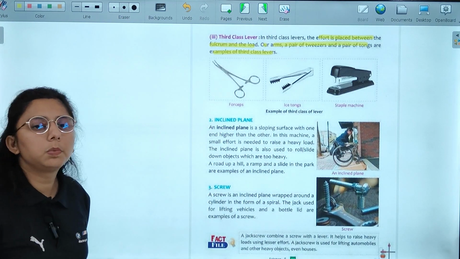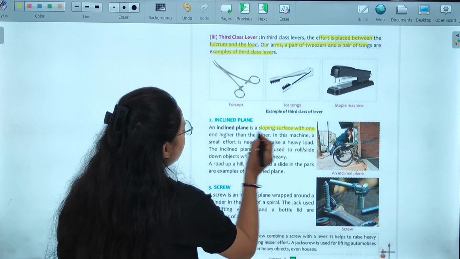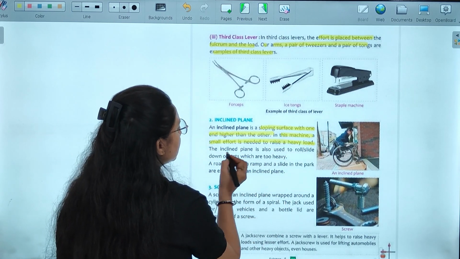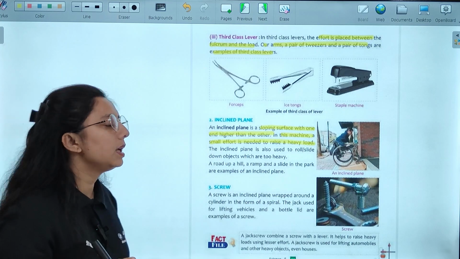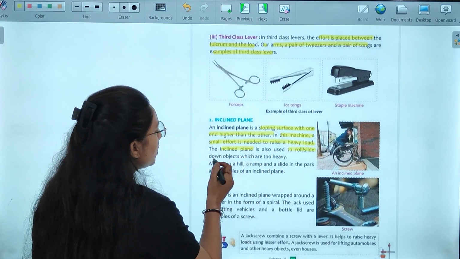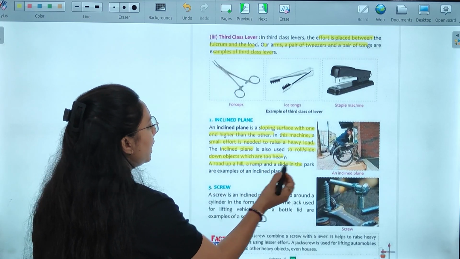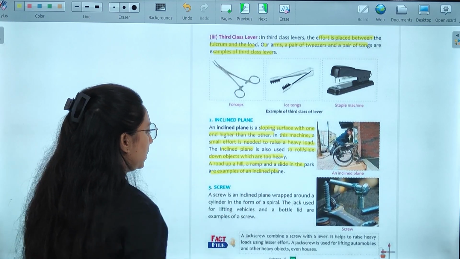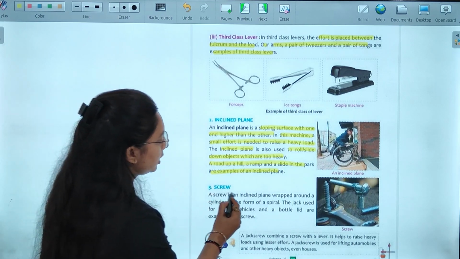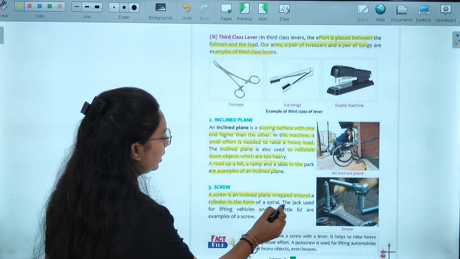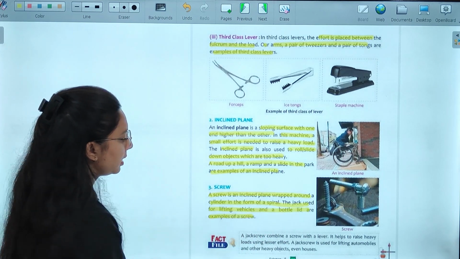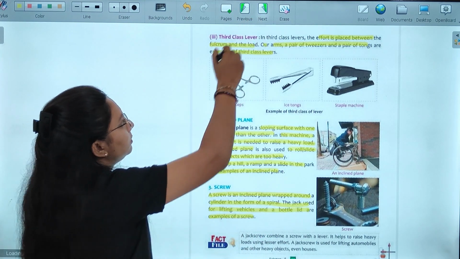Now we have the inclined plane, a sloping surface with one end higher than the other. Only a small effort is needed to raise a heavy load. इसके लिए आपको थोड़ा सा ही effort लगता है. The inclined plane is also used for rolling or sliding objects down. A road uphill, a ramp and a slide are examples of inclined plane. Then we have the screw. A screw is an inclined plane wrapped around a cylinder in the form of a spiral. The jack used for lifting vehicles and the bottle lid are examples of screw.